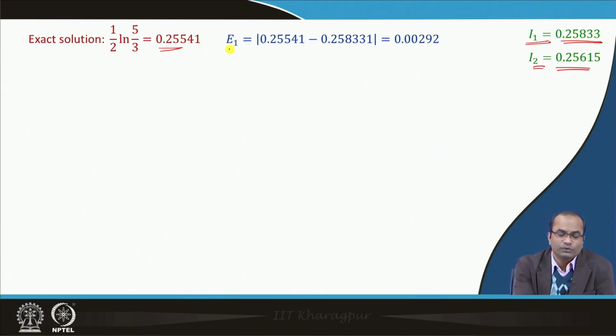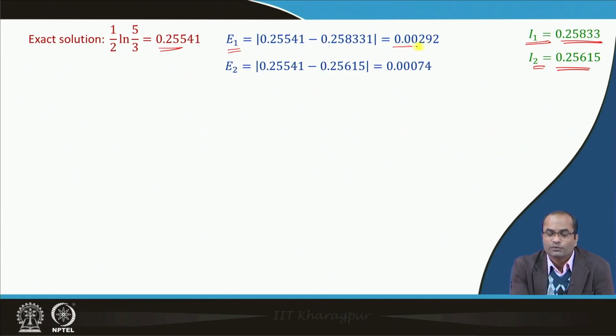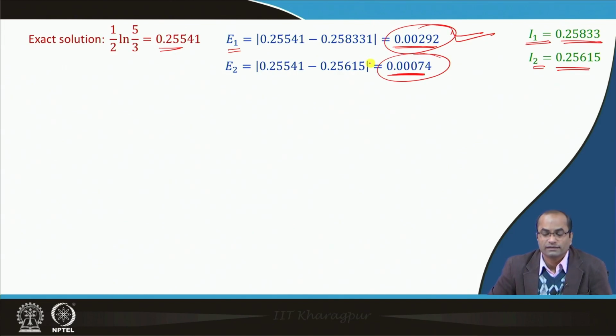So, if we compute the error now just to compare, in the first case the error is 0.0029, and in the second case we have a smaller error, which is expected, because in the second case we have taken 4 sub intervals, whereas in the first case we have taken only 2 sub intervals. So, here the error is more, whereas in this case the error is less.